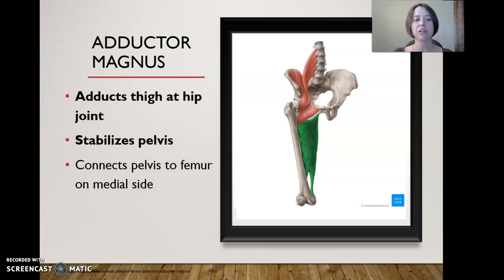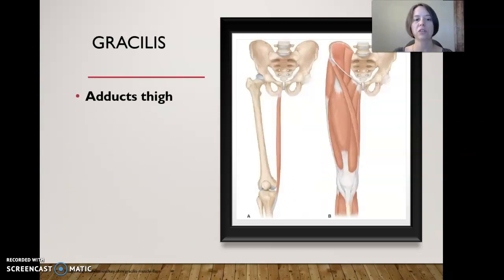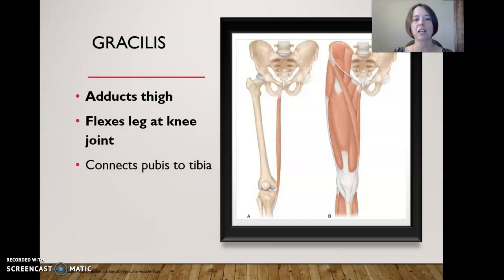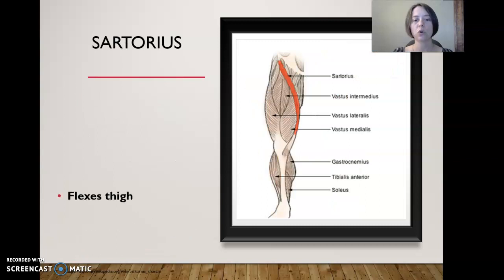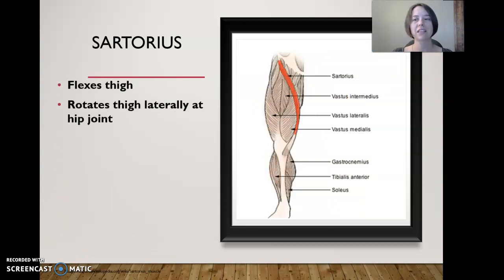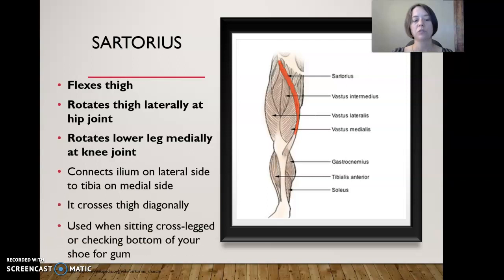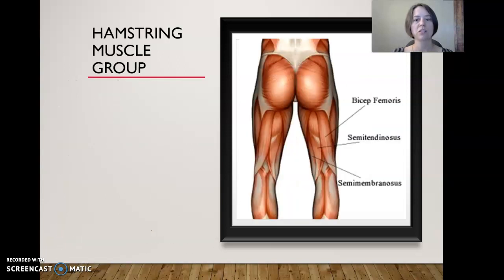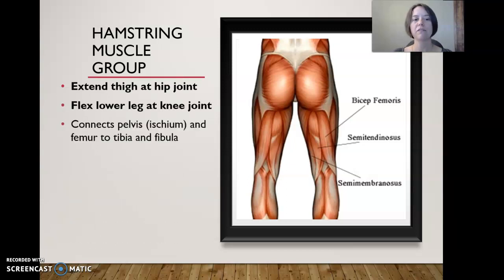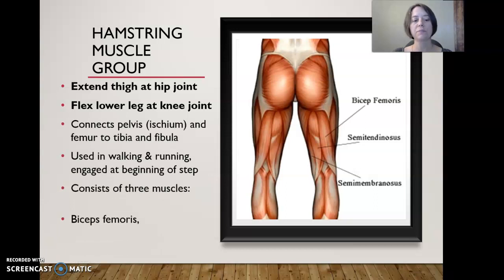thigh at the hip joint and stabilizes the pelvis, the gracilis, which adducts the thigh and flexes the leg at the knee joint, the sartorius, which crosses the top of the thigh, flexes the thigh, rotates the thigh laterally at the hip, and rotates the lower leg medially at the knee, and helps you sit crisscross applesauce. And the hamstring muscle group, which is made out of 3 muscles that extend the thigh at the hip joint and flex the lower leg at the knee joint.